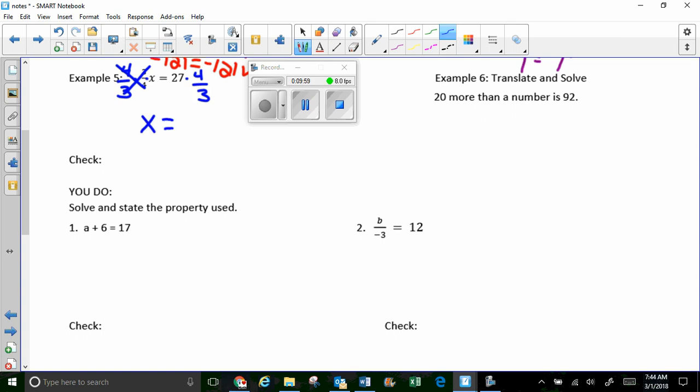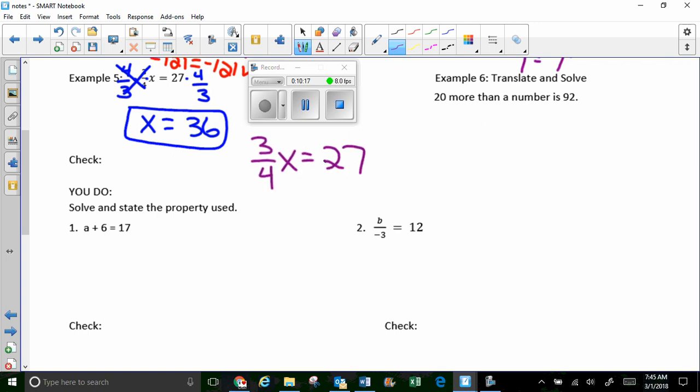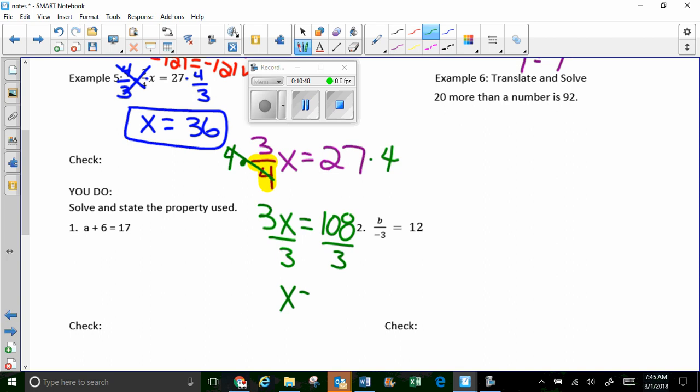Go ahead and plug in 27 times 4/3. Another way to think of it is, so here's our problem again. Think of this as 3x divided by 4. So first, get rid of your divided by 4. Well, what's the opposite of dividing by 4? Multiply by 4. So multiply both sides by 4, which will give me 3x equals 108. And then divide both sides by 3, and you will get 36.